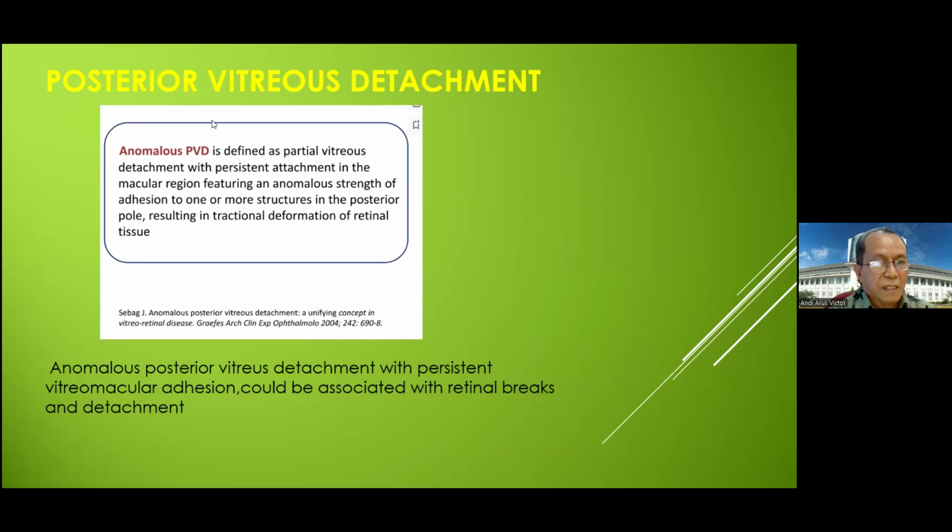One thing about PVD is that anomalous PVD is defined as partial vitreous detachment with persistent attachment in the macular region. Anomalous PVD is the main factor for vitreoretinal disorder. Anomalous vitreous detachment with persistent vitreomacular adhesion could be associated with retinal break and detachment.